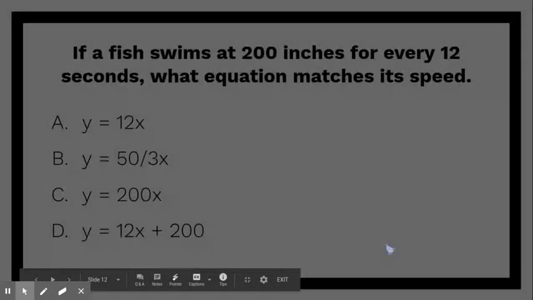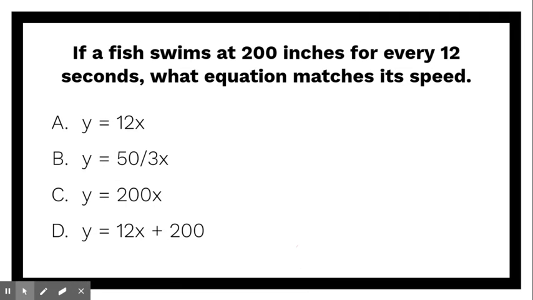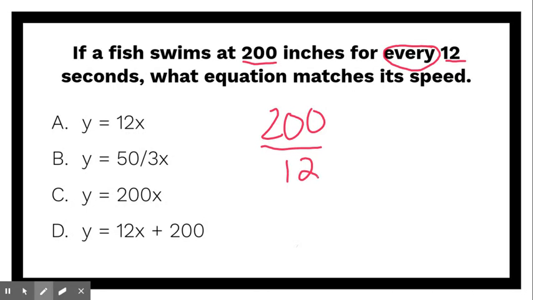If a fish swims at 200 inches for every 12 seconds, what equation matches its speed? So he swims at 200 inches every 12 seconds. If you see per or every, that's where I want the fraction bar to be. So 200 for every 12 seconds, a fraction bar, and then I reduce it.